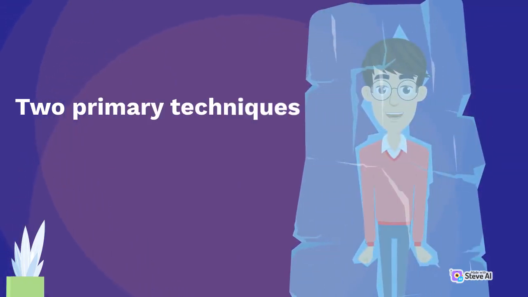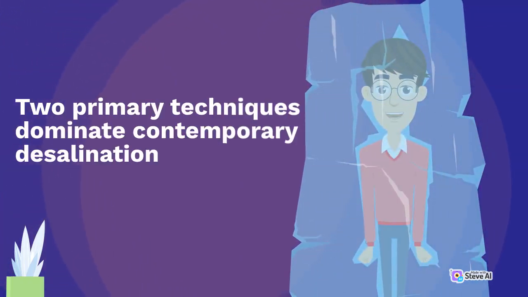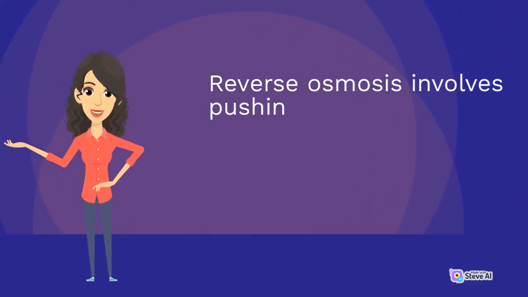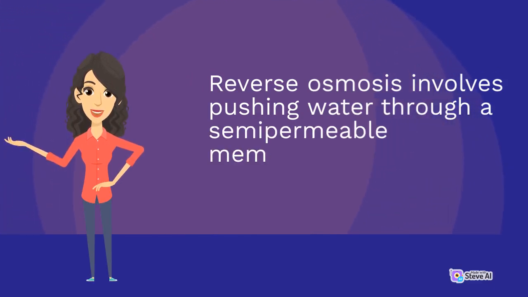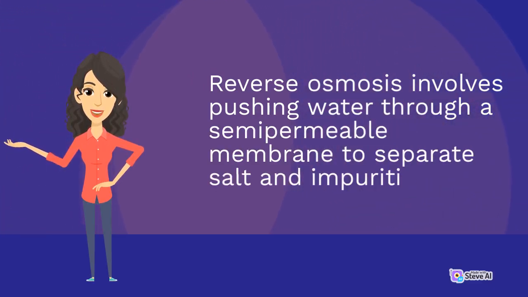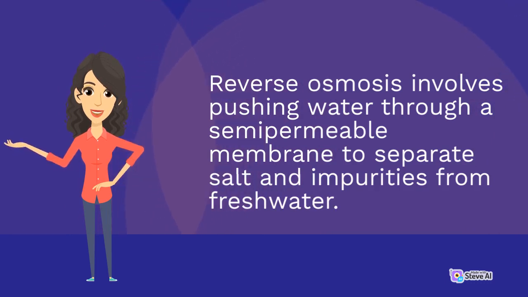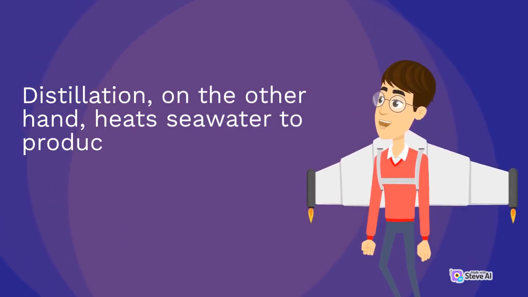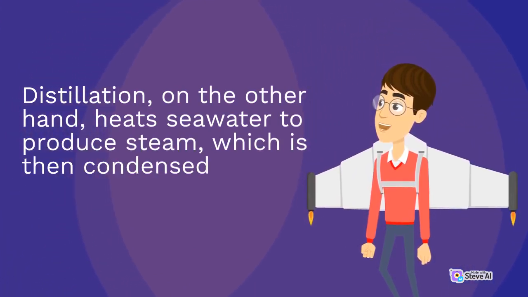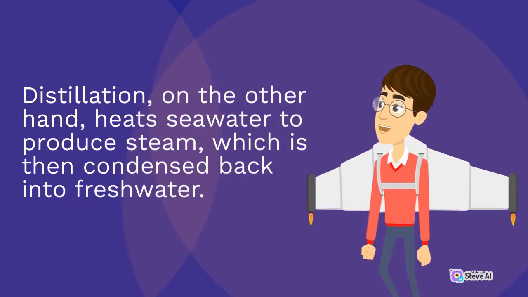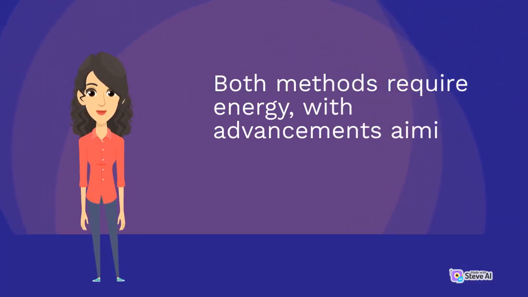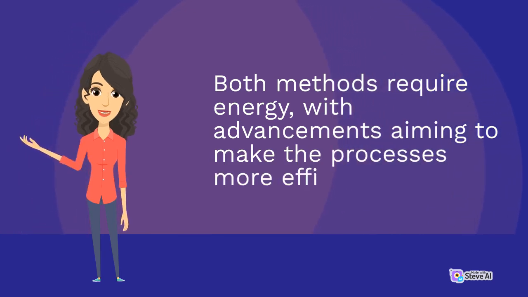Two primary techniques dominate contemporary desalination: reverse osmosis and distillation. Reverse osmosis involves pushing water through a semi-permeable membrane to separate salt and impurities from fresh water. Distillation, on the other hand, heats seawater to produce steam, which is then condensed back into fresh water. Both methods require energy, with advancements aiming to make the processes more efficient and environmentally friendly.